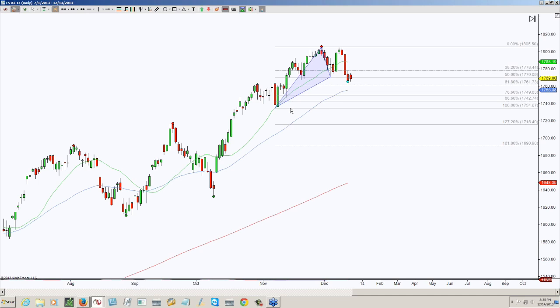So the requisite for a crab, and it's listed on that sheet, right? Requisite for a crab is it needs to be, from the impulsive move up to the retracement, 61.8% or less. Okay, and that falls into the criteria. It's in between the 38.2 and the 61.8%, which I call the golden ratio zone.